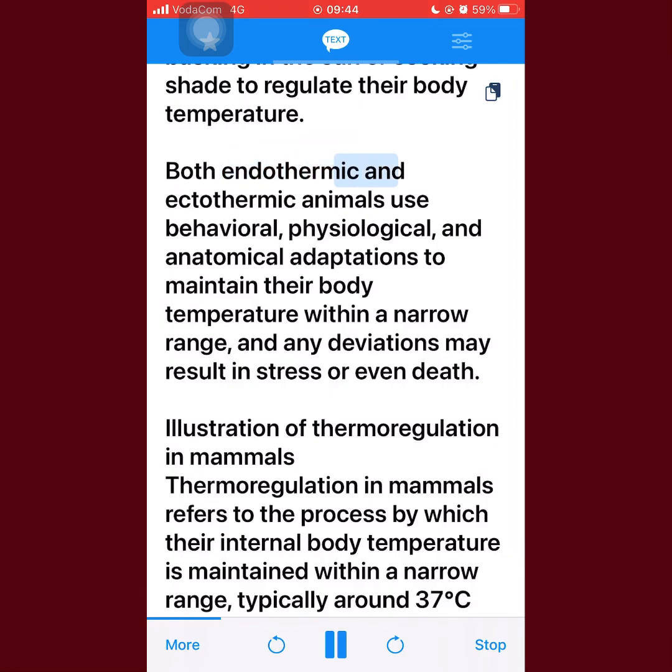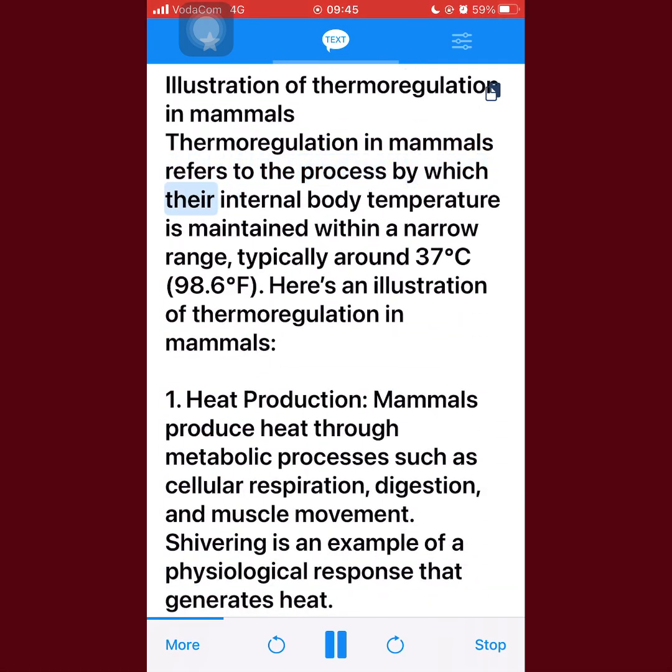Both endothermic and ectothermic animals use behavioral, physiological, and anatomical adaptations to maintain their body temperature within a narrow range, and any deviations may result in stress or even death. Illustration of thermoregulation in mammals. Thermoregulation in mammals refers to the process by which their internal body temperature is maintained within a narrow range, typically around 37 degrees Celsius, 98.6 degrees Fahrenheit.